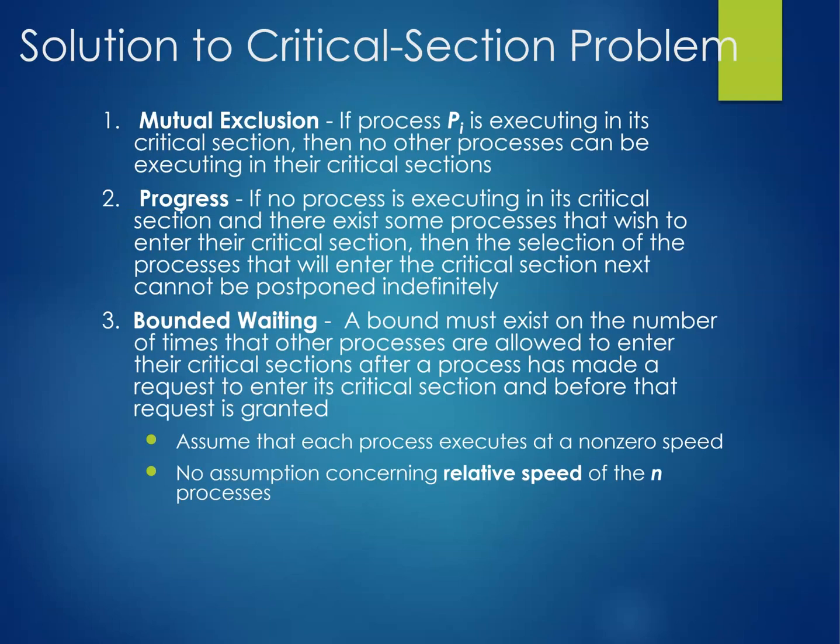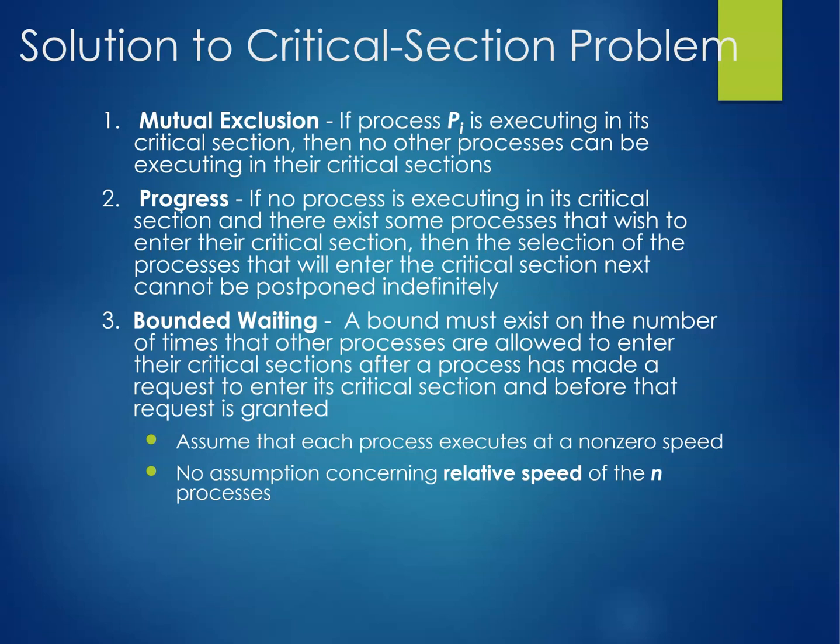So there are a couple of solutions. Well, there are some concepts in the critical section problem that must be observed. Mutual exclusion: if process Pi is executing in its critical section, nobody else can get in there. Progress: if no process is executing in its critical section and there exist some processes that wish to enter the critical section, then the selection of the process that will enter the critical section next cannot be postponed indefinitely, basically avoiding what's called deadlock.